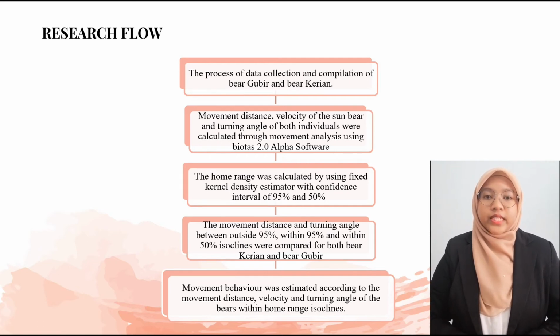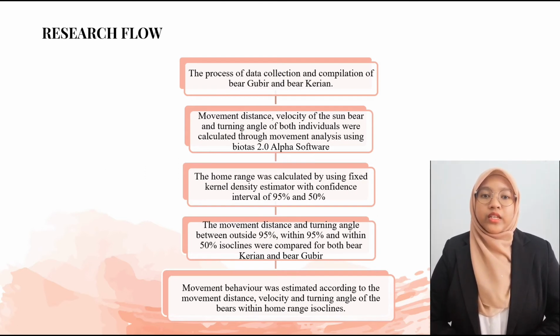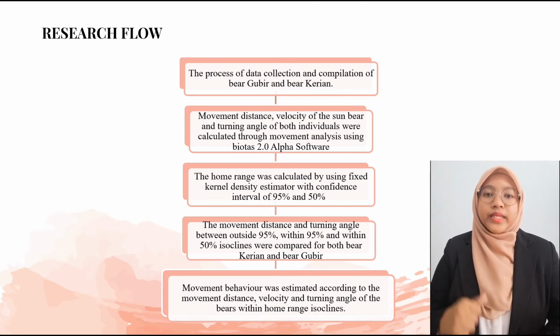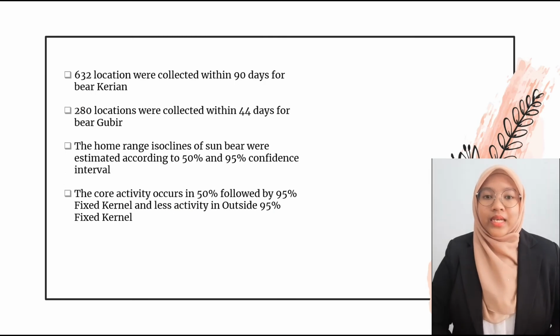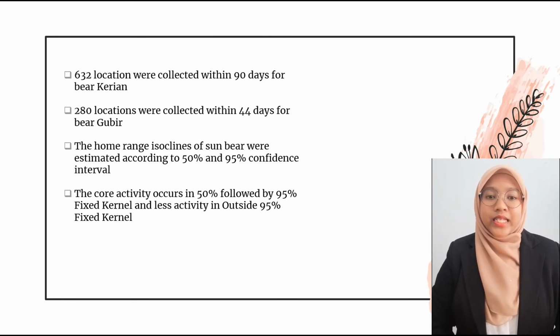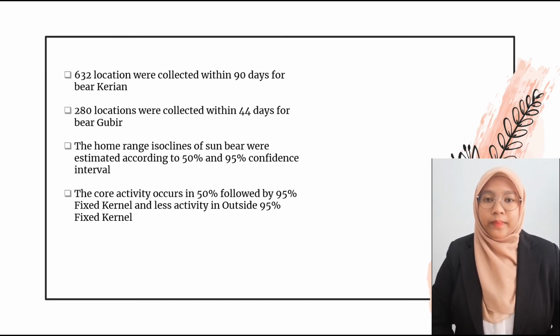The last step of this study was to estimate the movement behavior of the two sun bears using the 4 components examined, which are home range isoclines, movement distance, velocity of the sun bears, and movement turning angles. In total, 632 locations of bear Korean were collected within 90 days from the release date. As for bear Gube, 280 locations were collected within 44 days of release.